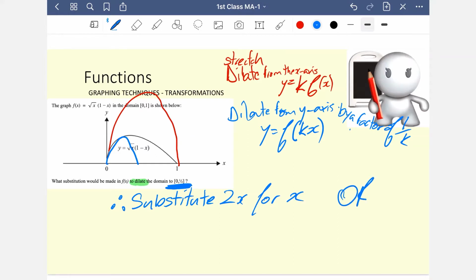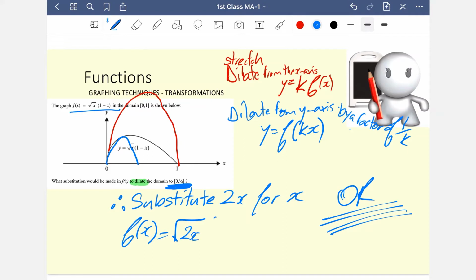Or you can give the equation of the new function, which is, instead of f of x equals the square root of x, it'll be now the square root of 2x, and instead of 1 minus x, it'll be 1 minus 2x. Okay?